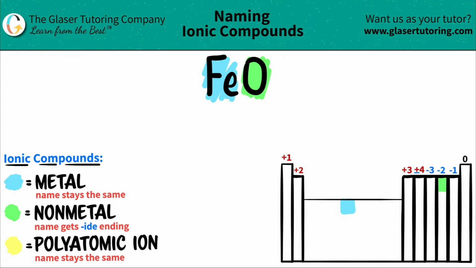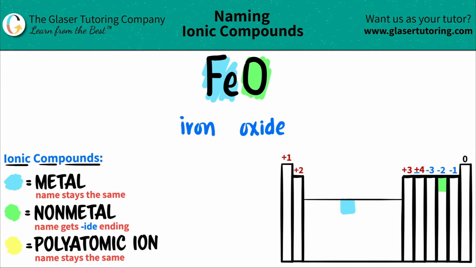Now we're ready to name. The metal name, since iron came first in the compound, has to be stated first, but that name always stays exactly the same. So I'm just going to say that it's iron. Easy as that. Next comes the oxygen, and the nonmetal always gets the IDE ending. So it was oxygen on the periodic table, but I have to turn this into oxide. So get rid of the YGEN, and you put an IDE. There's the IDE ending.